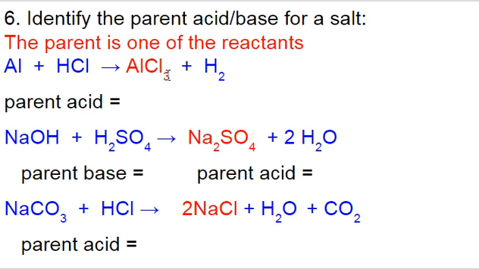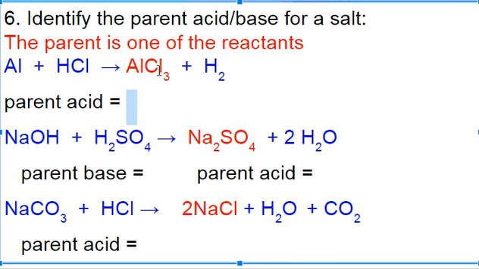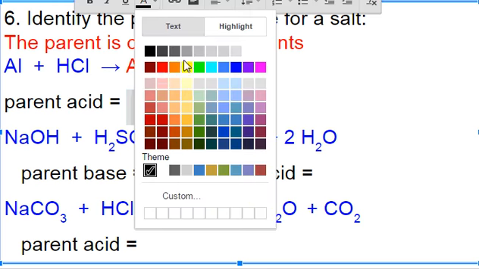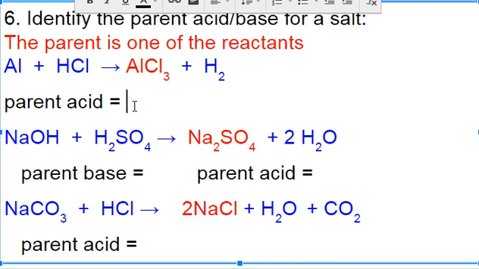So AlCl3 is the salt that forms. So what's the parent acid? Well, the only acid over there, acid or base for that matter, is HCl. So that's my parent acid.